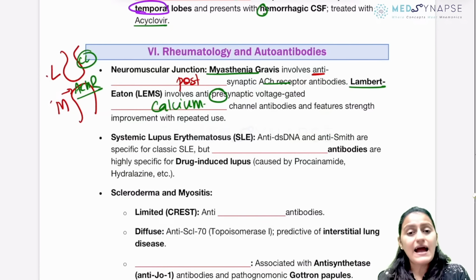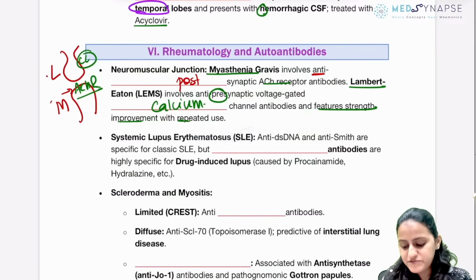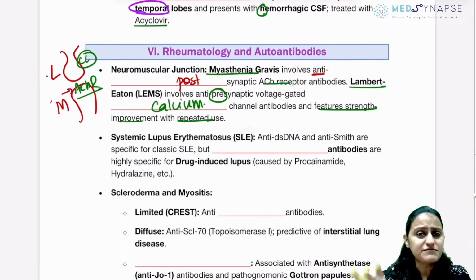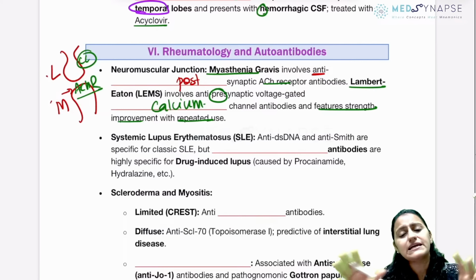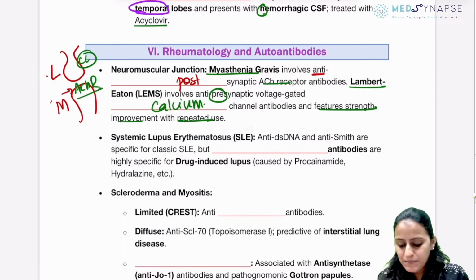Okay, and in Lambert-Eaton, remember the strength improves with repeated use, versus in myasthenia, with repeated activity the patient feels more fatigue. So there is more fatigue, more ptosis in the evening. Okay, that's very, very important. Plus, Lambert-Eaton has autonomic features and deep tendon reflexes which are depressed. All of this has been discussed in our Medsynapse app videos, right?